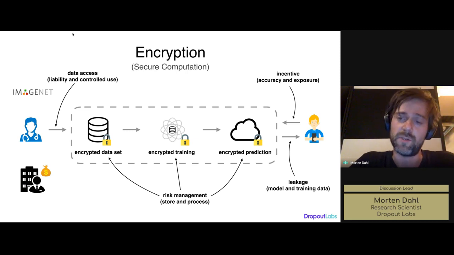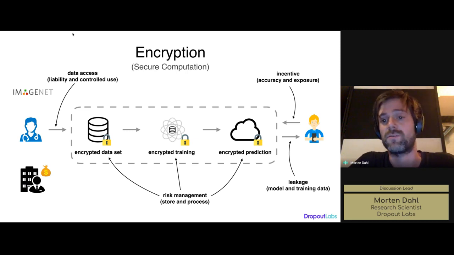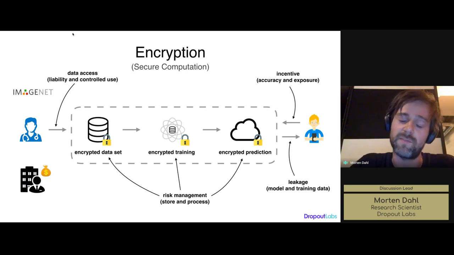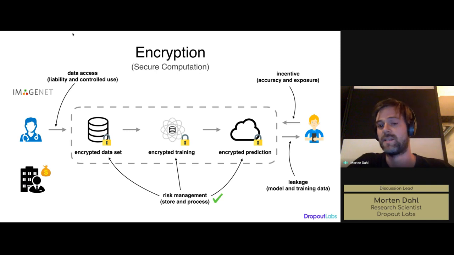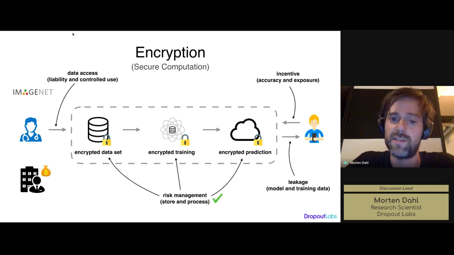And likewise, when the user wants to use the prediction service, he can also send data in encrypted state, and we can still run it through the model without being able to decrypt, and then send back an encrypted prediction to the user that he can then finally decrypt at the end. So if we can do this, then we can also mitigate this risk management, because now the company is only seeing encrypted data. If someone were to break in and steal that, then, well, it's still encrypted data, and they don't really know how to decrypt this.